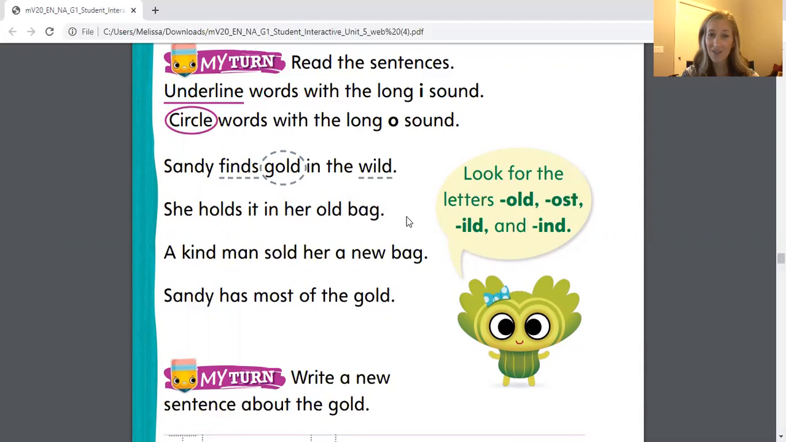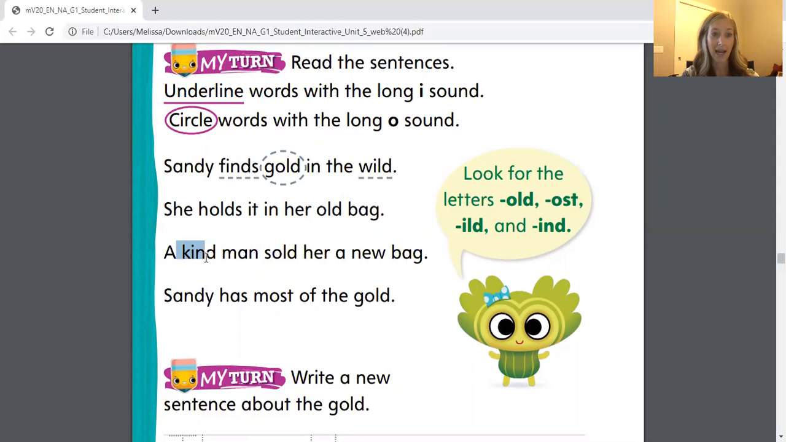I don't see any long I words, but I do see long O words. She holds it. Go ahead and circle holds in her old bag. Go ahead and circle old. Next line. A kind man sold her a new bag.